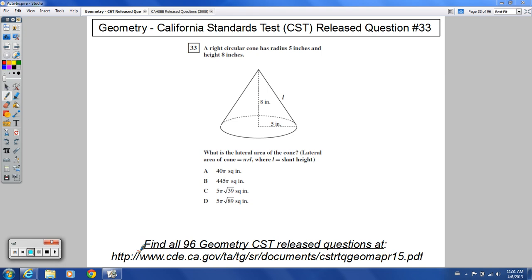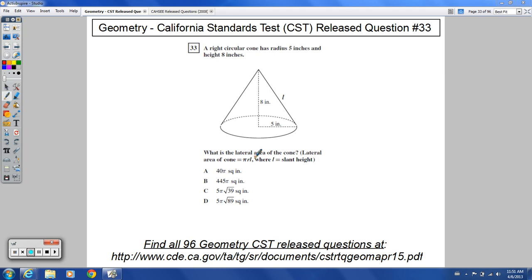This is Geometry CST release question number 33. It says a right circular cone has a radius of 5 inches and a height of 8 inches. And you've got this slant height part here, this L, this lowercase l. What is the lateral area of the cone?